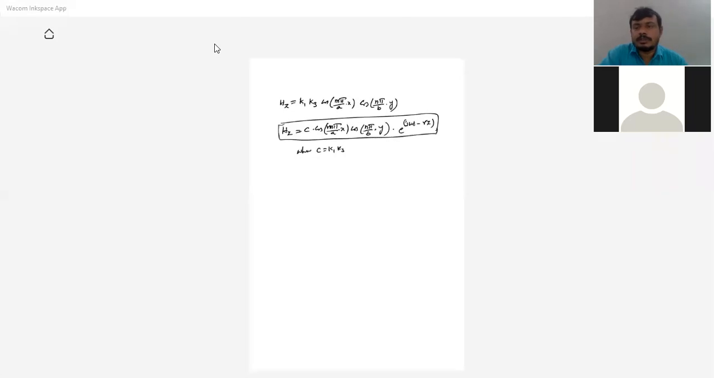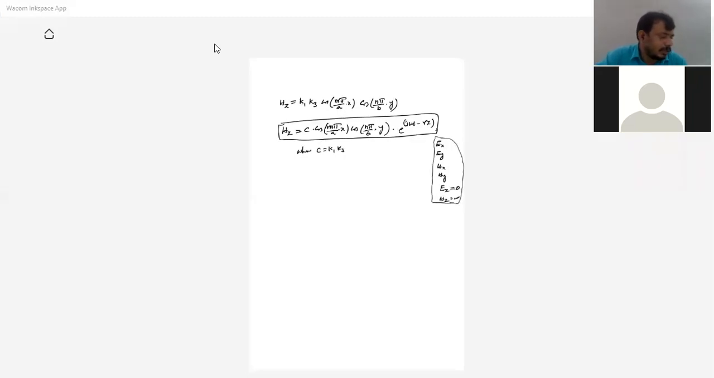Then what is the next case we need to write? Of all the 6 equations, we have Ex, Ey, Hx, Hy. Already we know Ez is 0 for the TE mode, and Hz we already have. Now you can write the remaining 4 field components.